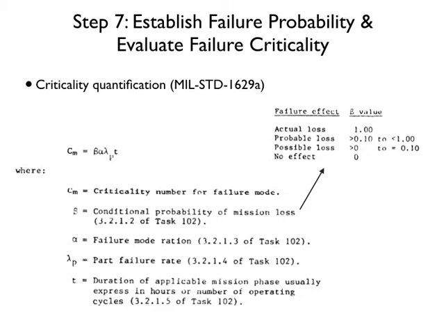And what the addition is beyond that are 2 different proportionate values, okay? So the first one is the conditional probability of mission loss, the beta. And over here on the right side, you'll see the table for determining beta. So you can have a value of 1, which is an actual loss, a value between 0.1 and 1, which is a probable loss, and then a value between 0 and 0.1, which is a possible loss, and then a value of 0, which means that there's actually no effect. And then for alpha, this is the ratio of the failure mode.